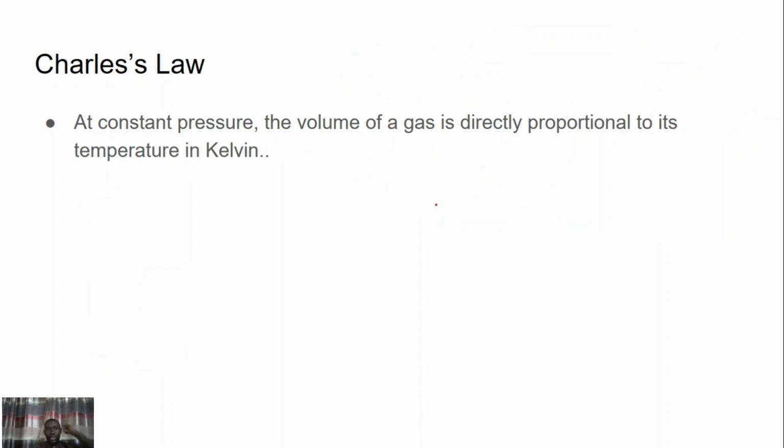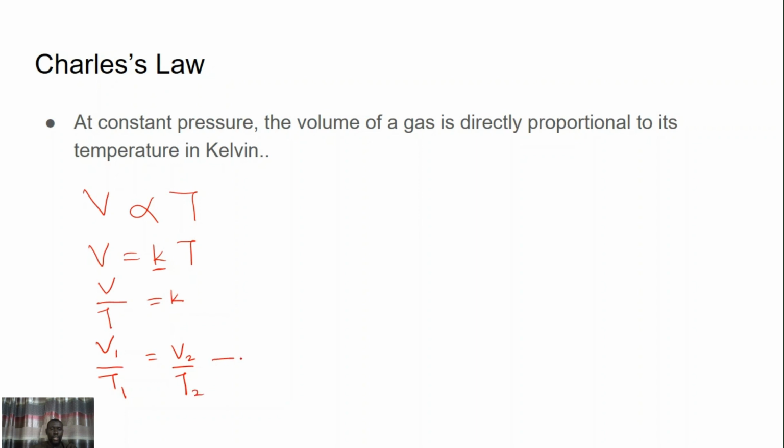The next law we'll talk about is Charles's law, which states that the volume is directly proportional to the temperature, and this can be expressed as V equals KT, in which K is the constant. This becomes V over T equals K. And from there, you can derive the formula V1 over T1 equals V2 over T2, provided the pressure is constant.